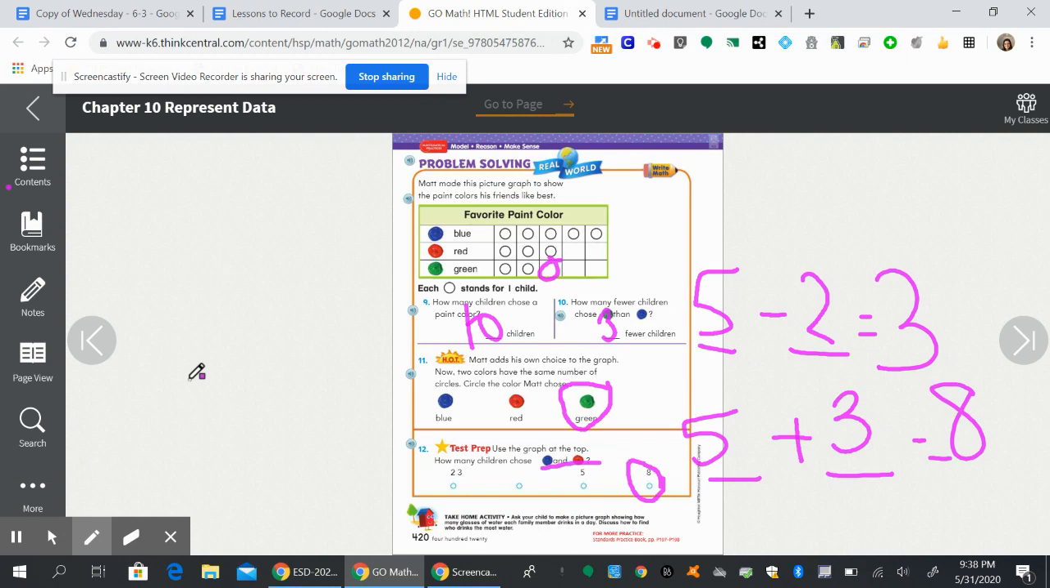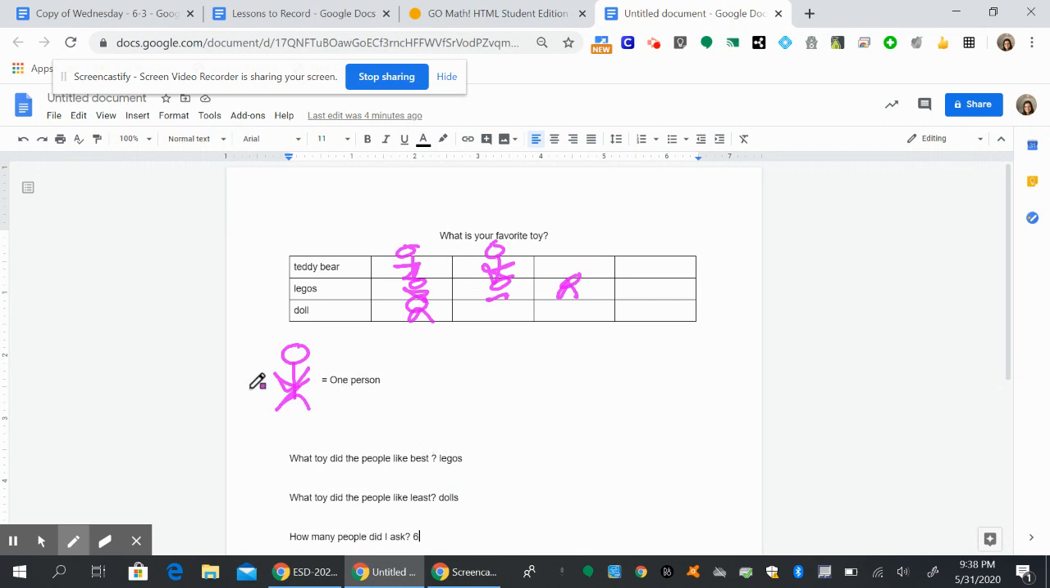So there is not a paper in your packet today on pictographs. However, if you feel like making your own, like what I did on here, maybe you can ask people in your house what their favorite color is, what their favorite activity is, what their favorite toy is, okay? And you can practice making that on your own. Have fun!